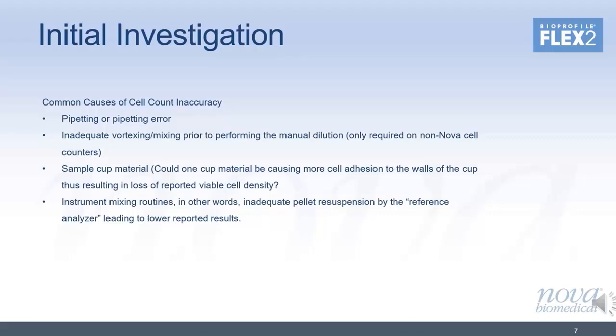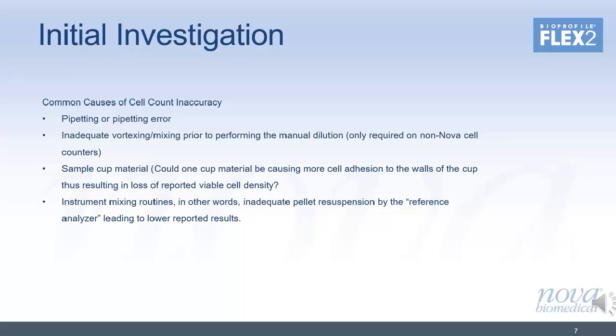Instrument mixing routines. Obviously, different instruments have different mixing routines, meaning inadequate pellet resuspension by one instrument leading to lower reported cell densities. This was what we believed was the most likely culprit of this phenomenon, but it turned out not to be the root cause. After many months of testing, we observed this phenomenon only with samples that were manually diluted.